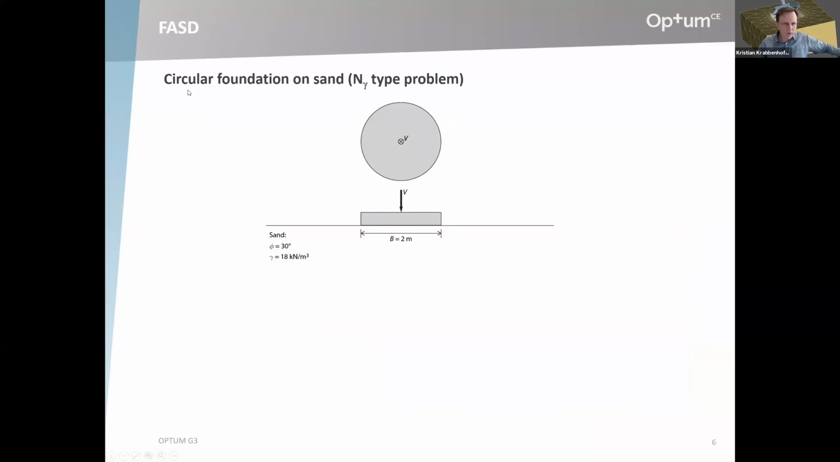I wanted to go through a very simple problem, a circular foundation on sand. So it's an N-gamma type problem. You have a foundation 2 meters wide, circular, sand with a friction angle of 30 degrees and a unit weight of 18 kN/m³. And we want to determine the bearing capacity.